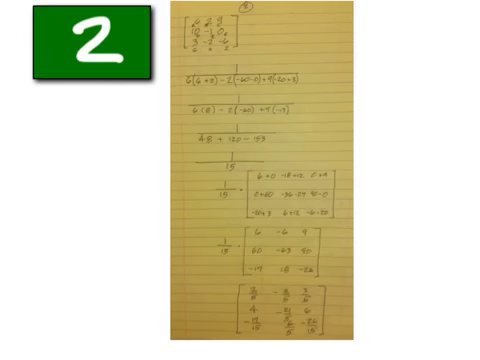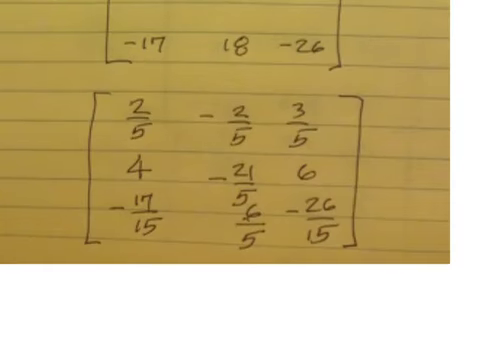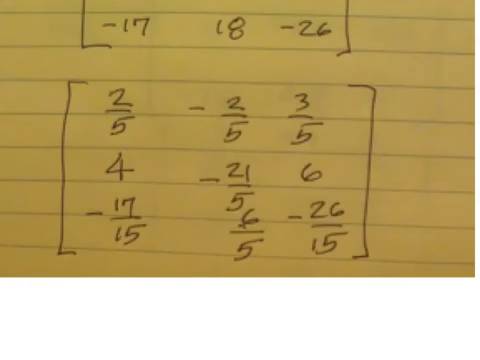Number 2. Down here at the bottom we have 2/5, negative 2/5, 3/5, 4, negative 21/5, 6, and negative 17/15, 6/5, and negative 26/15.